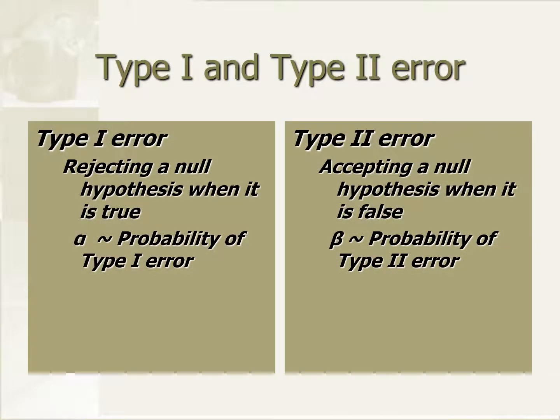Actually, a null hypothesis is true, but we end up rejecting it. That is a type 1 error. And alpha is the probability of type 1 error. Now, if actually the null hypothesis is false and we accept it, then we commit a type 2 error. Beta is the probability of type 2 error.